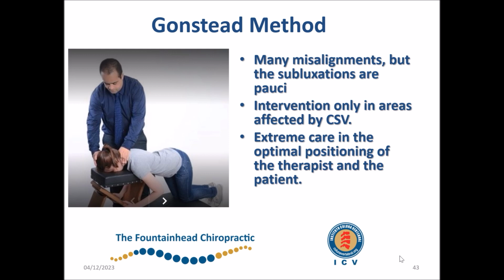Gonstead developed a method that uses five criteria, and these five criteria help to find the primary subluxation, and you must adjust the true subluxation to have the correction of the body of the patient, the spine of the patient. This requires a very specific analysis to have also a very specific treatment, with extreme care in the optimal positioning of the therapist and the patient.